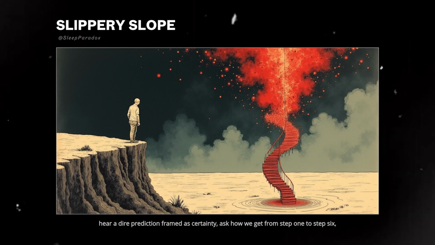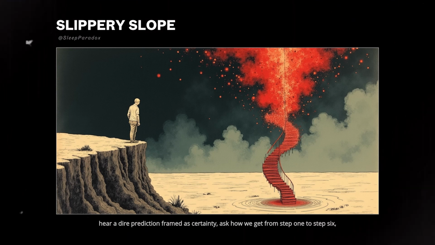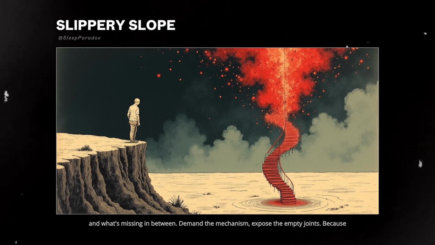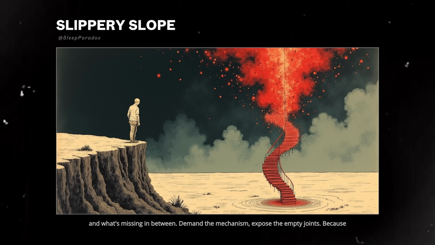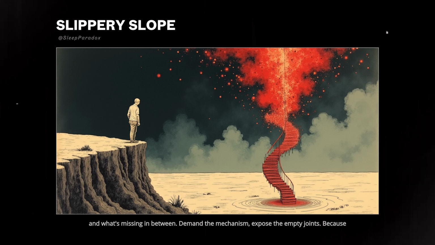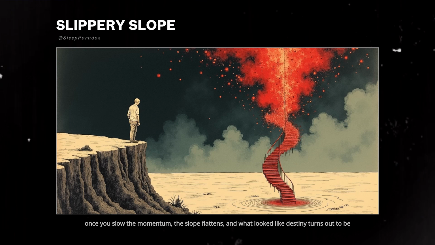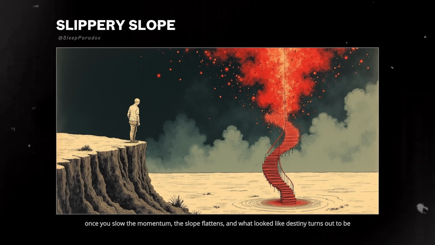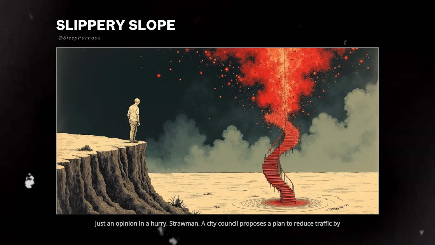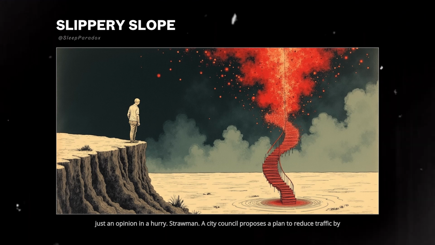So when you hear a dire prediction framed as certainty, ask how we get from step 1 to step 6, and what's missing in between. Demand the mechanism, expose the empty joints, because once you slow the momentum, the slope flattens, and what looked like destiny turns out to be just an opinion in a hurry.